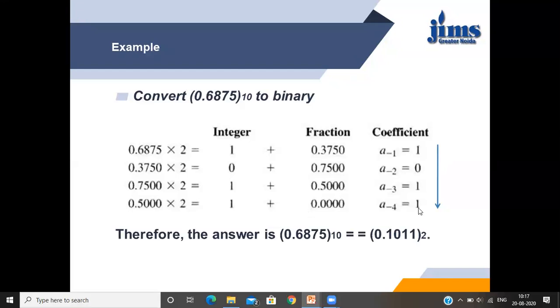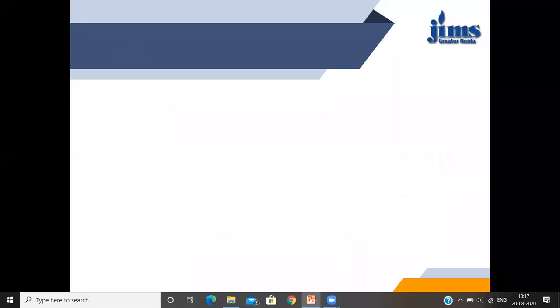So the number is converted like this: 0.6875 base 10 is equal to 0.1011. This is the coefficient a minus 1. This is coefficient a minus 4. In this way, we can convert any decimal fraction number into a binary or any other number system of base r.